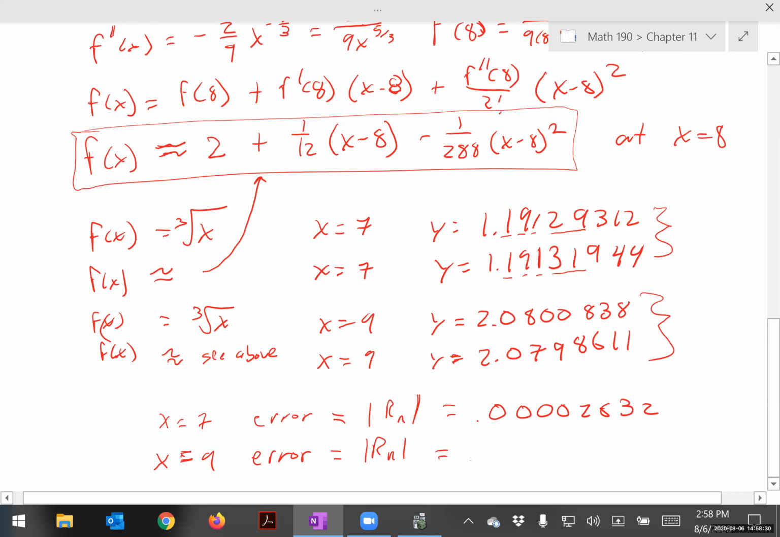Enter, and I'm getting, did I do that right? Wait, let me check my work here. I think I did miss something. Okay, 2.0800838 minus 2.0798611. Okay, I think that's good now. And I'm getting 0.00227.